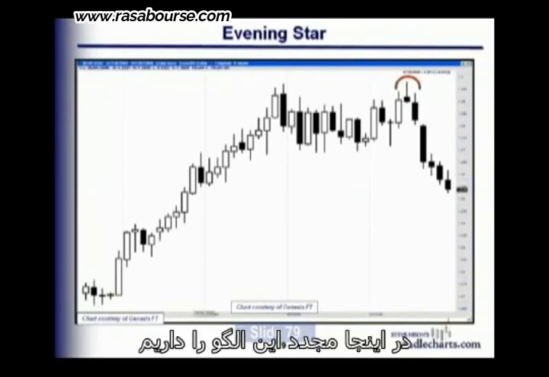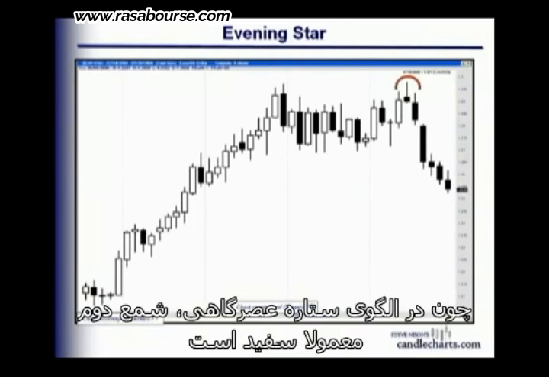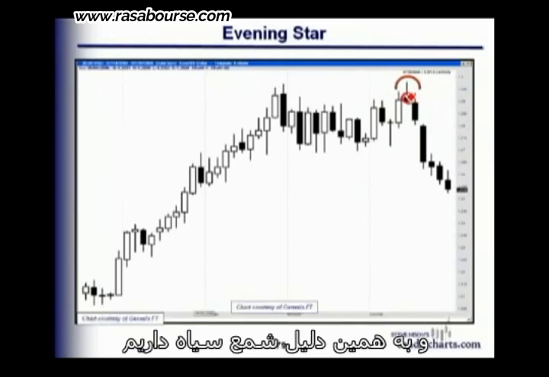Here's another one. And see, this is a little unusual because that evening star, normally that second real body, that red semicircle, the second real body is usually white. But in this case, it opened a couple of pips above the prior close, so that's why you have a black real body.